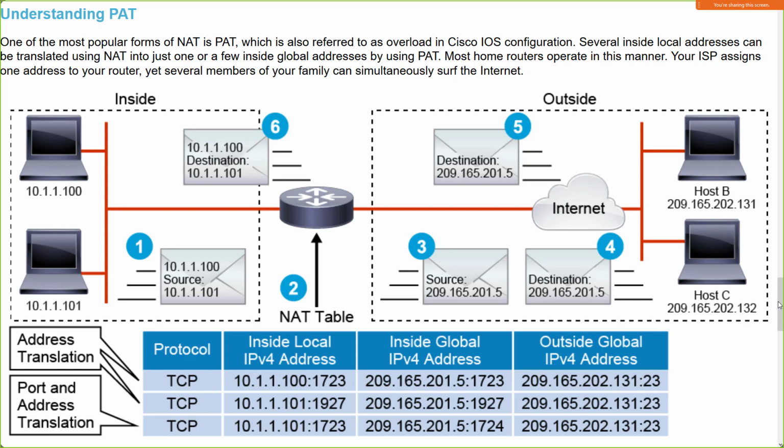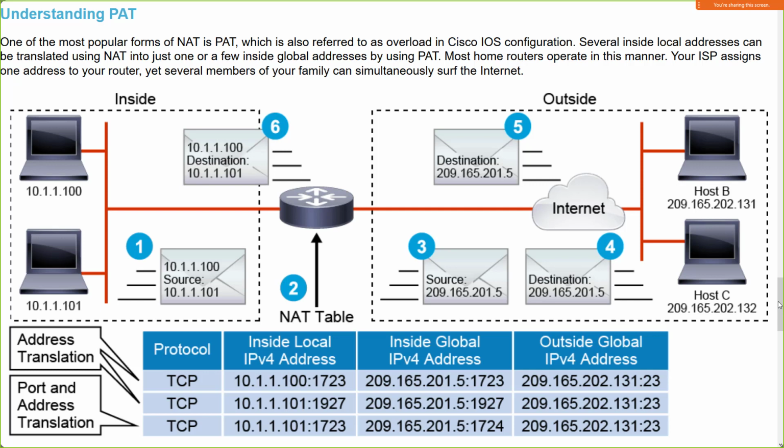But if you look at the third flow, 10.1.1.101:1723, that is a different client than 100, but it is entirely possible that that client could choose the same random source port that the other client chose. So in order for me to uniquely identify this flow, the router translates that port to the next available port. There's some algorithm that allows it to decide what port to use. And that means that every single entry in this database is 100% unique.